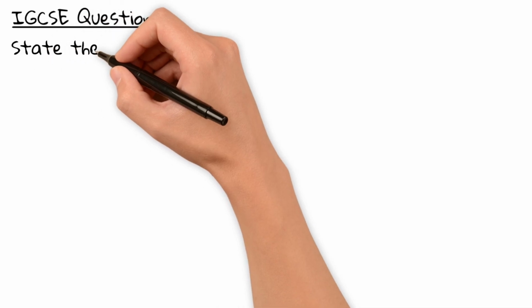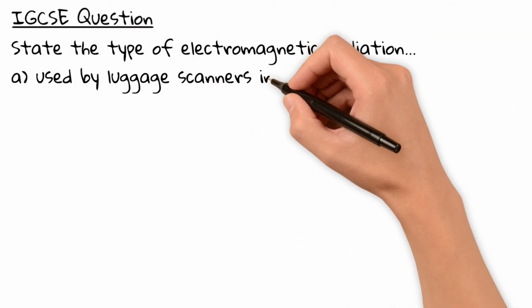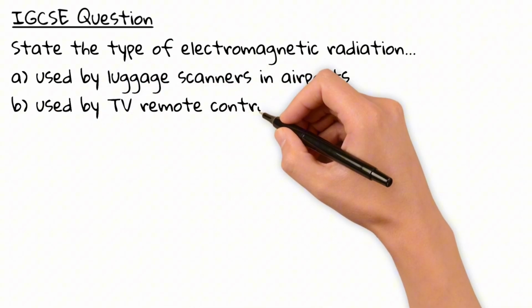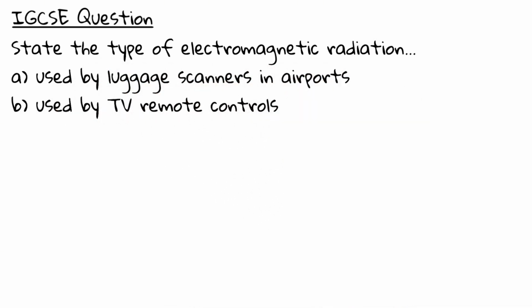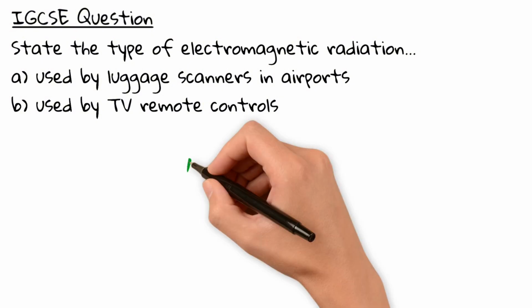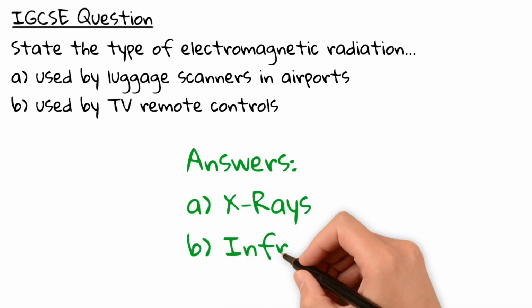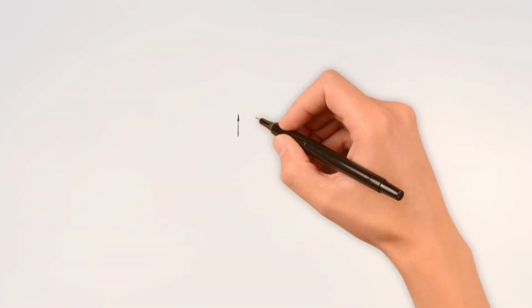State the type of electromagnetic radiation. A. Used in luggage security checks at airports. And B. Used by remote controls for TV sets. Pause the video and give it a try. The answer for A is X-rays. And the answer for B is infrared.